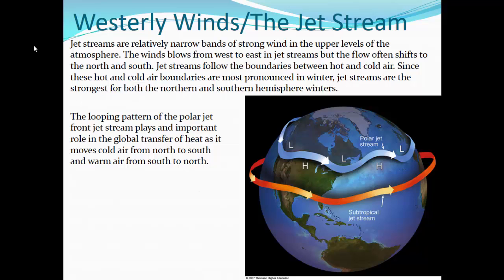And these jet streams literally follow boundaries in the atmosphere between hot air and cold air. Since these hot air and cold air boundaries are most pronounced in the wintertime, jet streams are typically strongest in the wintertime. And you can see where the looping pattern of that polar jet oftentimes plays a very important role in global heat transport, as it does move cold air from north to south.